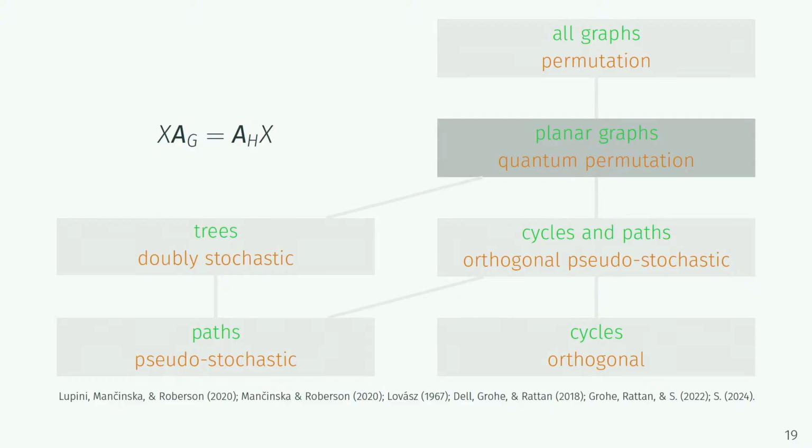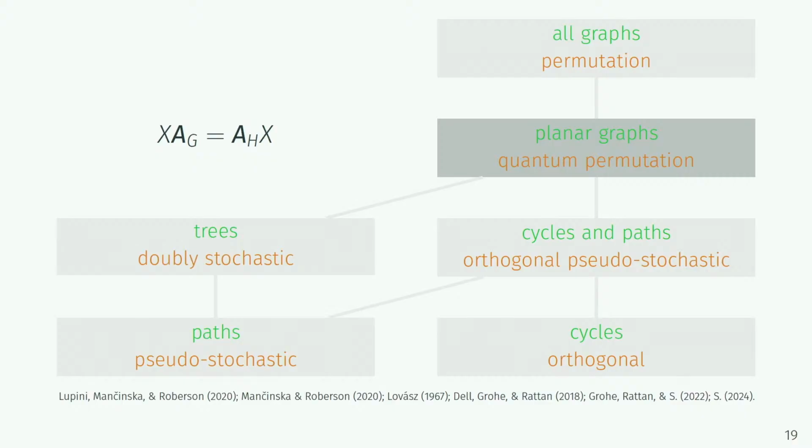Question: what's pseudo-stochastic? That's a real matrix whose rows and columns sum to 1. And doubly stochastic is a pseudo-stochastic matrix with non-negative entries.